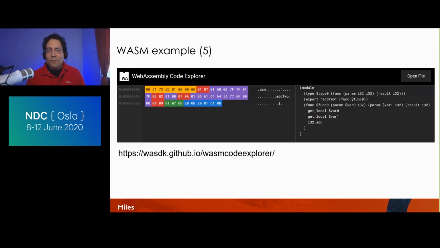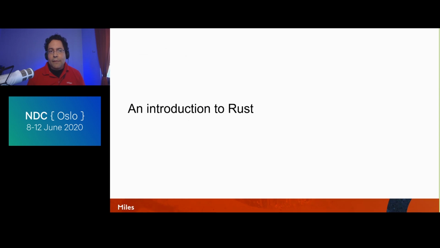Instead, what I said was that we would like to use a high-level language like C or C++ or Rust or Go, and then compile this down to WebAssembly. Now I'm going to show you how we can do this using Rust. And before we do that, we have to have just a quick introduction to what Rust is.